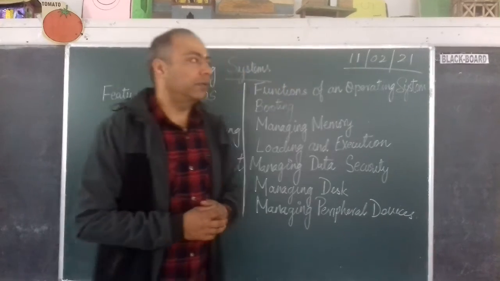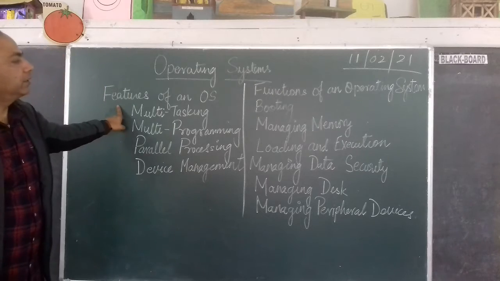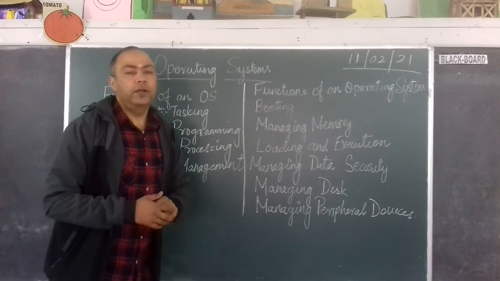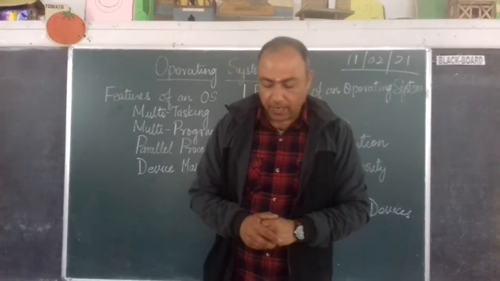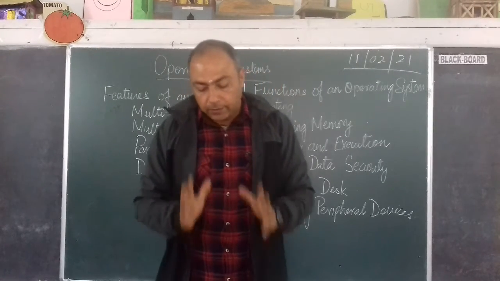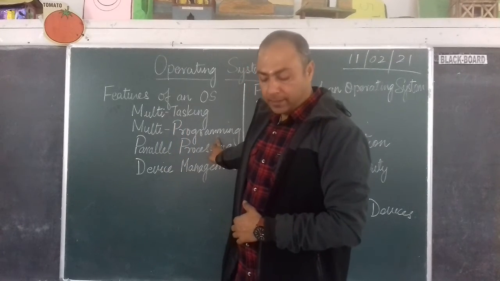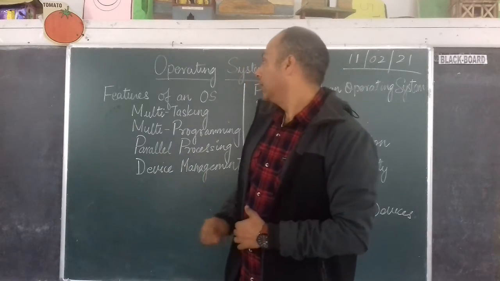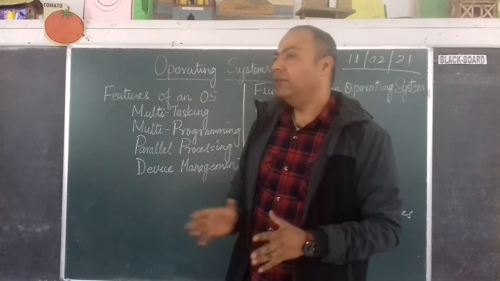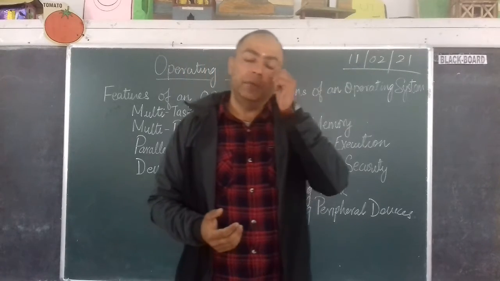Today we will be discussing the features of an operating system and the functions of an operating system. The main features of operating systems are multitasking, multi-programming, parallel processing, and device management. These are the main features of an operating system. Now let us discuss what multitasking is.